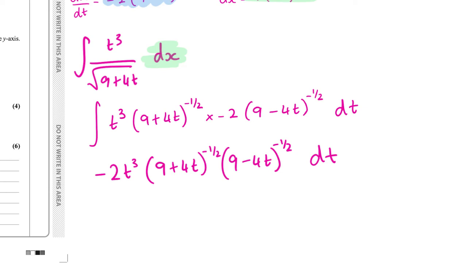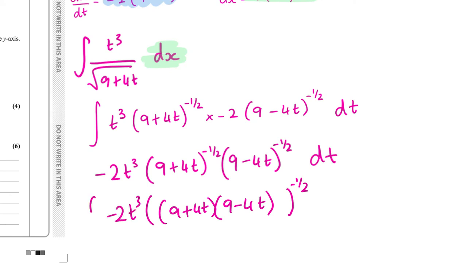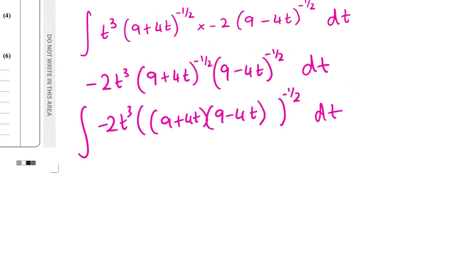We're there? Perfect. Okay, so essentially this can be rewritten: this is to the minus a half of 9 plus 4t, 9 minus 4t. Now, I'm not sure, minus 2t cubed, if you would have to show this to get the mark. We'll have a look at the mark scheme in a minute.